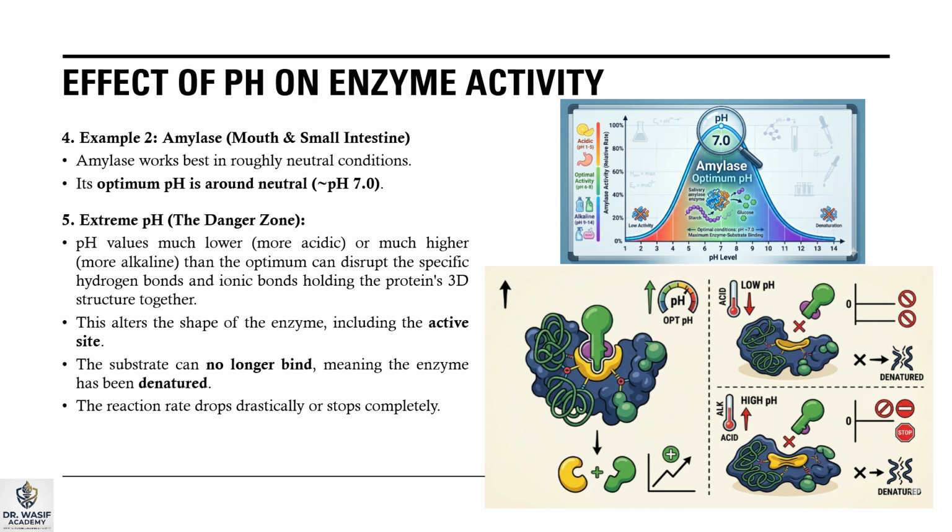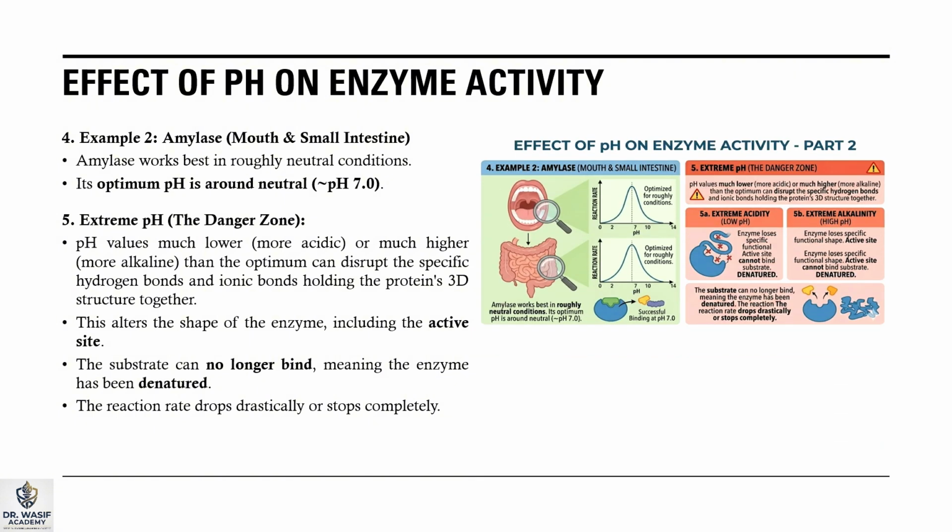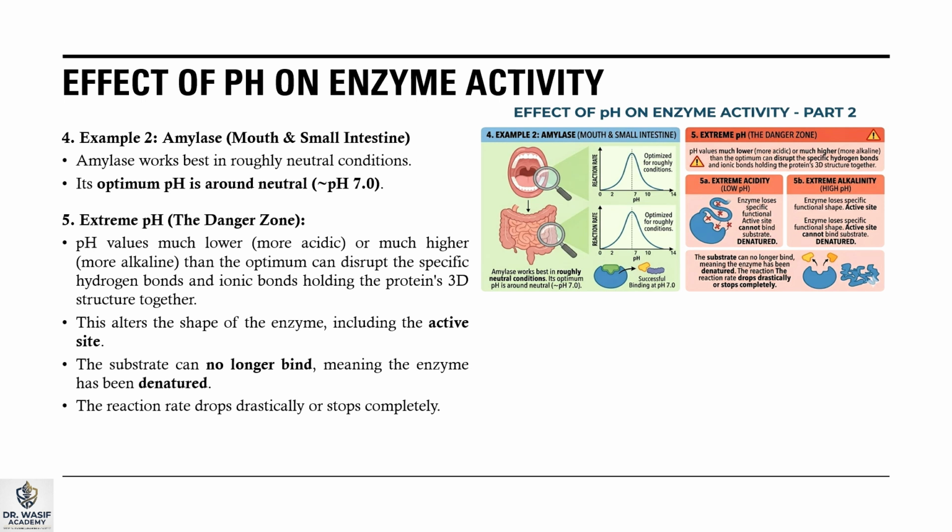But what happens in the danger zone? If the pH becomes much lower, meaning too acidic, or much higher, meaning too alkaline, then the trouble starts. These extreme conditions disrupt the hydrogen and ionic bonds which are holding the protein's 3D structure together. Just like with high heat, meaning very increased temperature, the enzyme's shape is altered. Once the active site changes, the substrate can no longer bind. The enzyme has been denatured and the reaction rate will drop drastically or stop completely. It is a physical change that the enzyme usually cannot recover from.